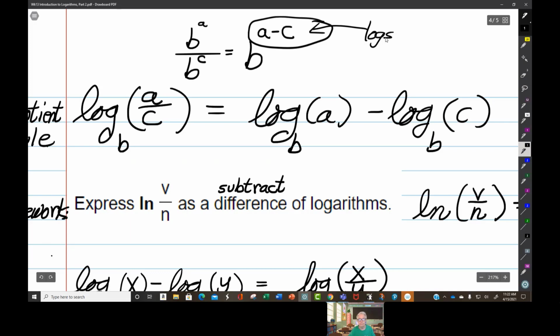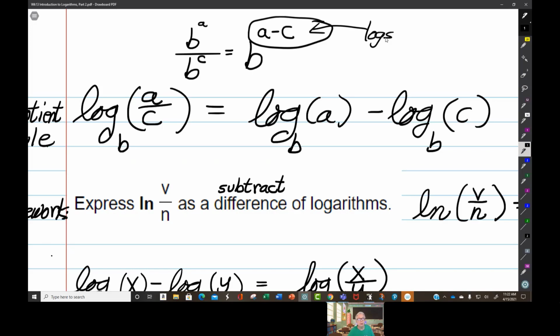Logs. My log's bigger than your log. My mom can beat up your mom. Same kind of thing, especially if you have a vivid imagination.